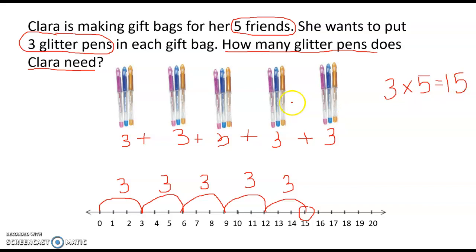We can even check our work by counting the pens. 1, 2, 3, 4, 5, 6, 7, 8, 9, 10, 11, 12, 13, 14, 15. We still get 15.